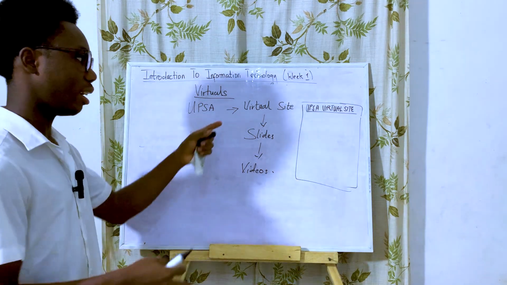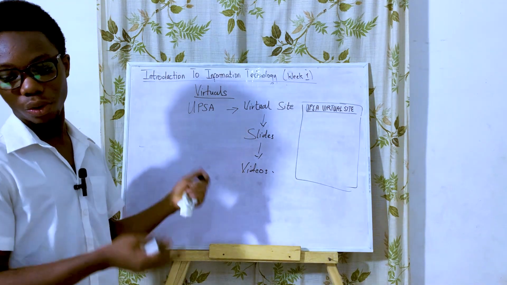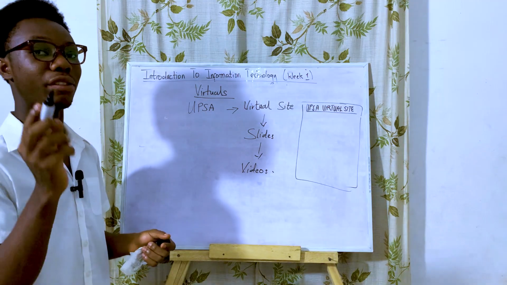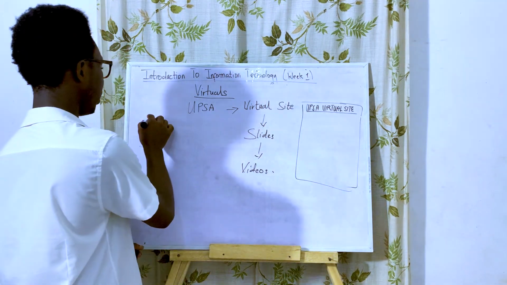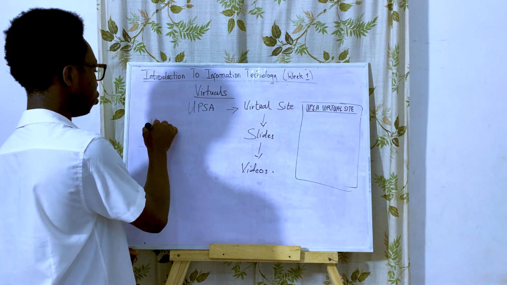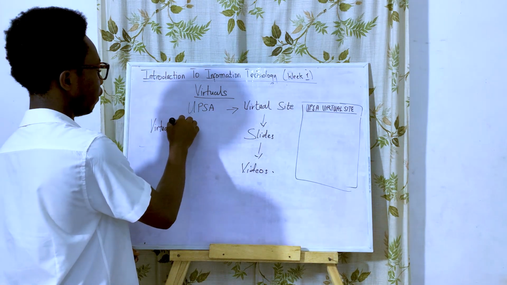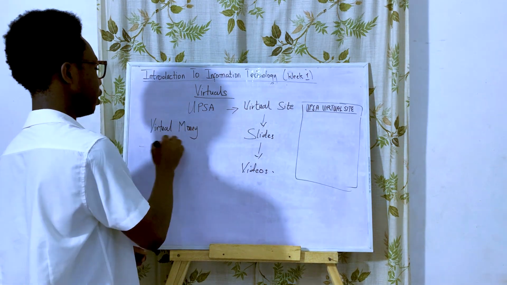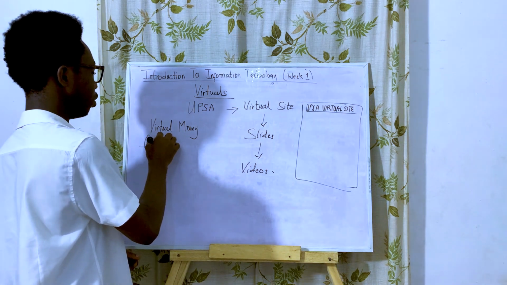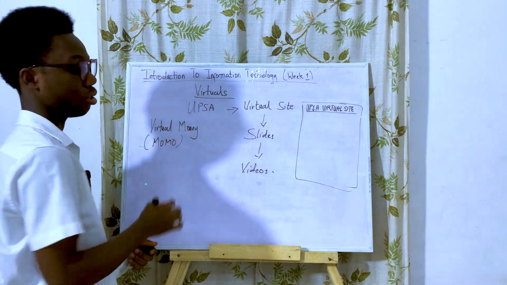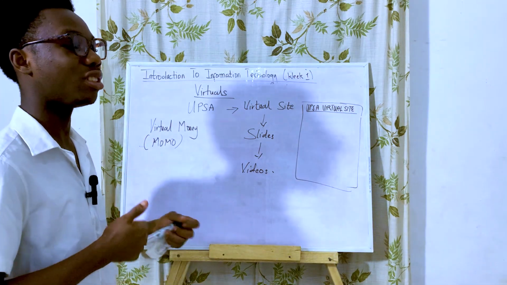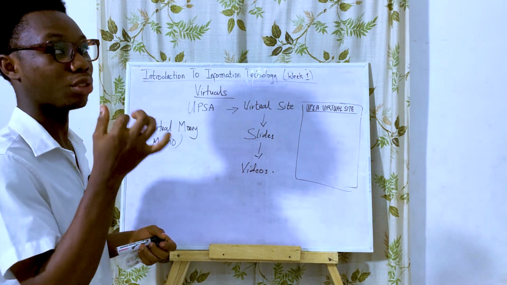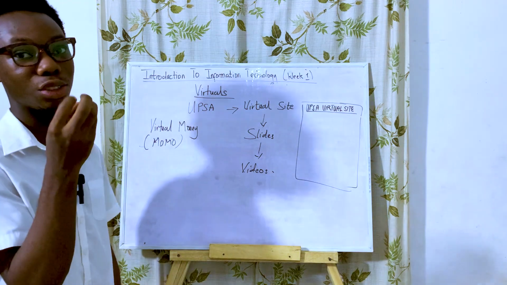So one, we have the virtual airline ticket. You can buy a ticket online. We have virtual money. The virtual money is the one on your phone, Momo. So Momo is virtual money. It's on your phone. It's like real money. You can use it for transactions, right? But it's not physical. So it represents the actual money.